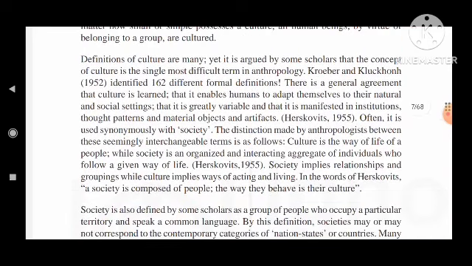Definitions of culture are many, yet it is argued by some scholars that the concept of culture is the single most difficult term in anthropology. Kroeber and Kluckhohn (1952) identified 162 different formal definitions.